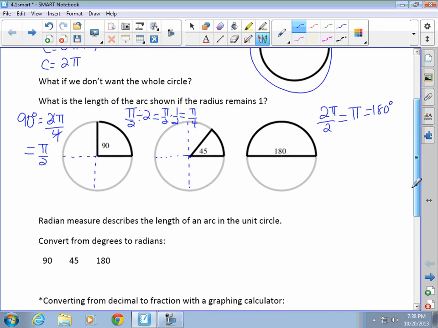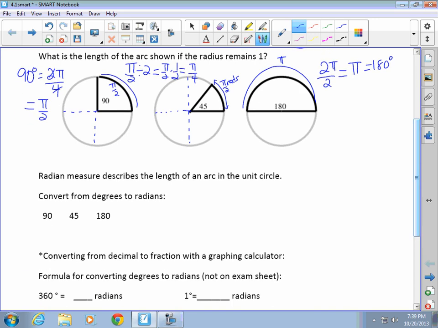So the radian measure describes the length of an arc in the circle. The length of this arc here would be pi over 2 radians, or sometimes they're just called rads. The measure of that arc would be pi, and the measure of this arc here would be pi over 2.